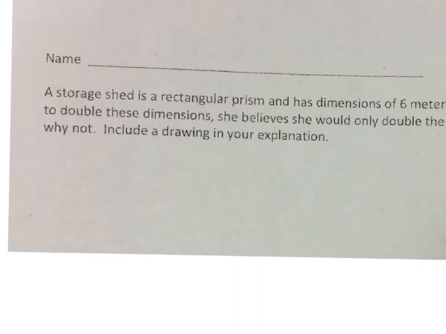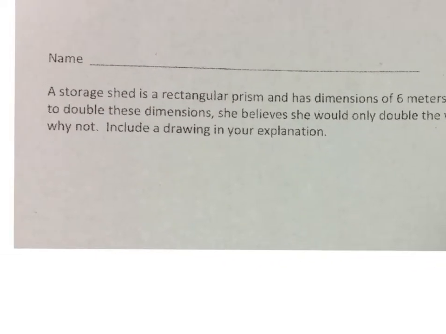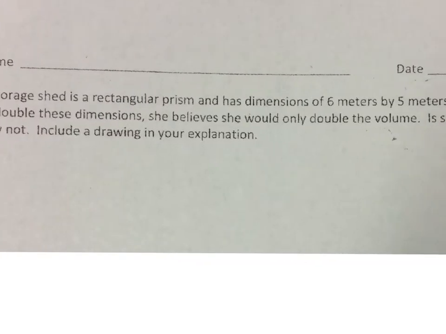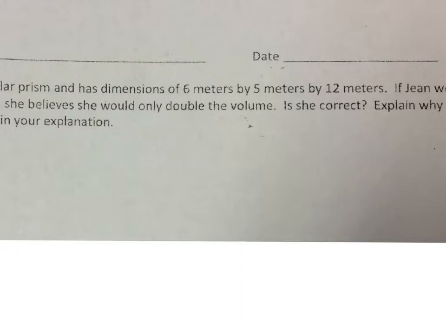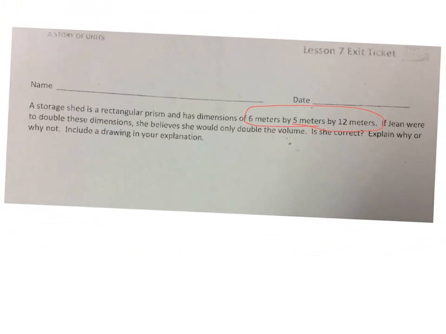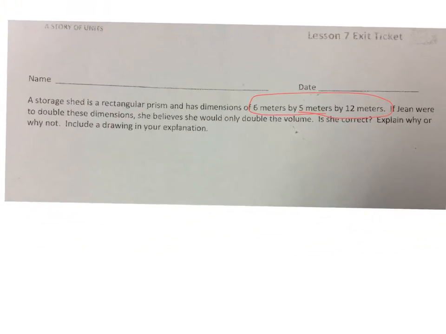I'm going to zoom in so it's easier to read, but then I'll have to scroll like this, so bear with me. It says a storage shed is a rectangular prism and has the dimensions of 6 meters by 5 meters by 12 meters. Go ahead and jot that down because that's probably important information. The original storage shed is 6 meters by 5 meters by 12 meters. Next, Jean is going to double those dimensions. So write in your notebook, double those dimensions.